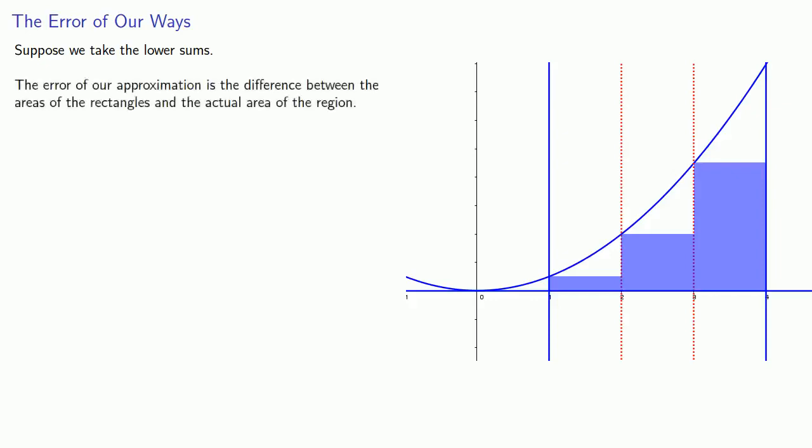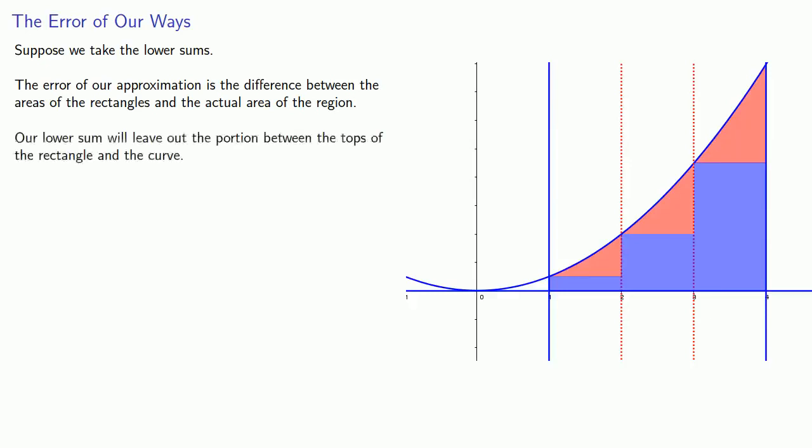The error of our approximation is the difference between the areas of the rectangles and the actual area of the region. While our lower sum will leave out the portion between the tops of the rectangle and the curve. So we'll represent that gap here. And so a question we might want to ask ourselves is, can we find a bound for this area? And rather surprisingly, we can.